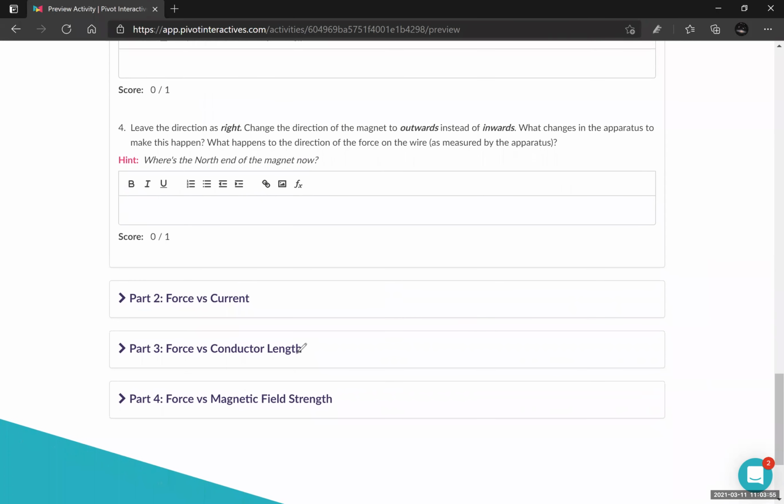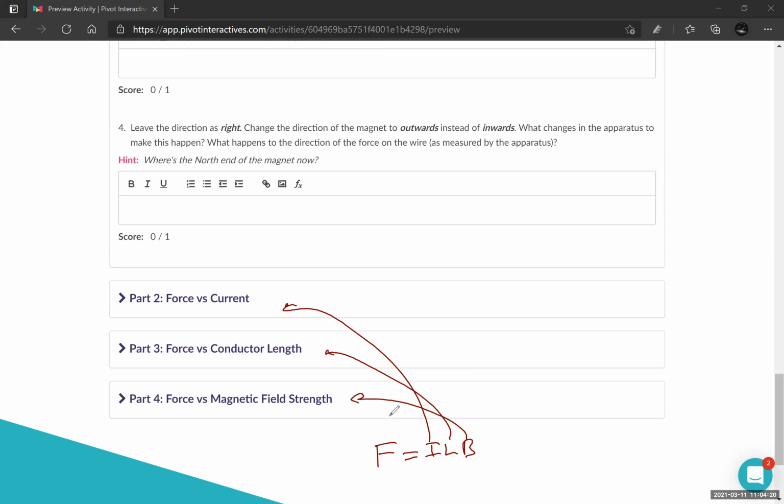All right, so then we have 3 experiments. Part 2 is our first experiment, force versus current. Part 3, force versus conductor length. Part 4, force versus magnetic field strength. That means we are looking at the same equation where we said the force equals ILB: current, length, and magnetic field. We're going to see how the force is related to those quantities. And hopefully, when we do the experiment and the graphs, there should be a direct proportional relationship.